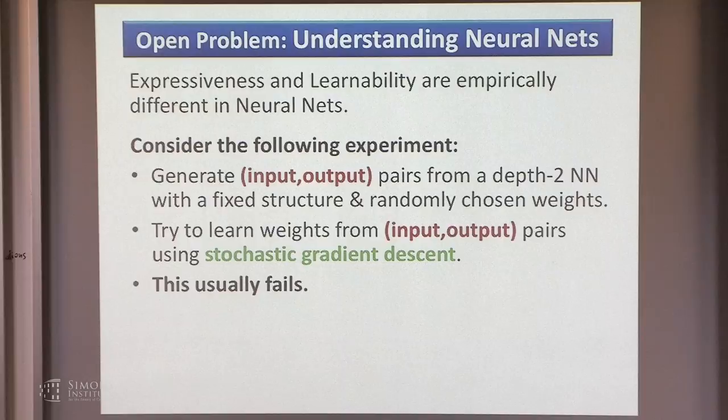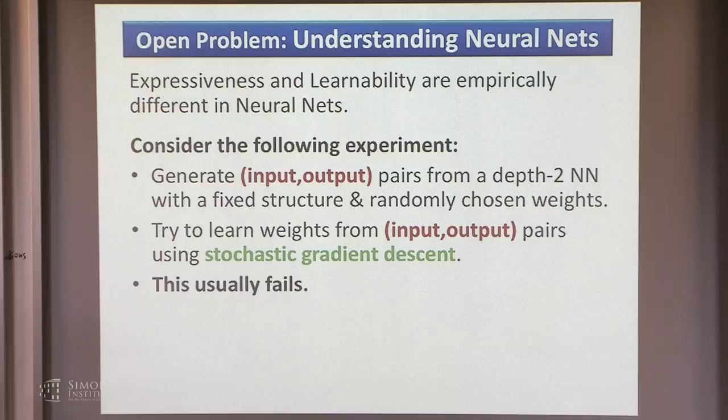But the learner does not know the weights. So it knows the architecture, it doesn't know the weights. And it needs to learn the weights, and it's doing stochastic gradient descent, and it is not able to learn the weights, and it is not even able to predict the outcome. Okay, so the error is pretty big, in most settings of parameters.